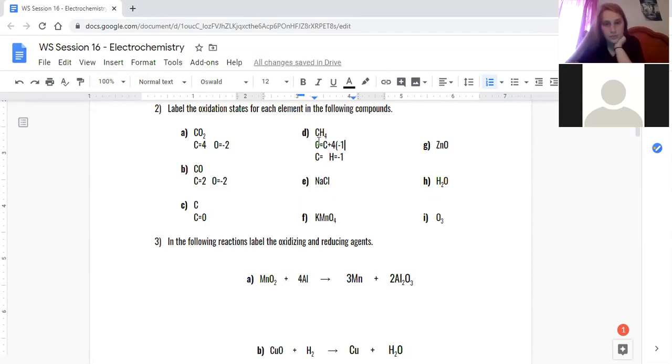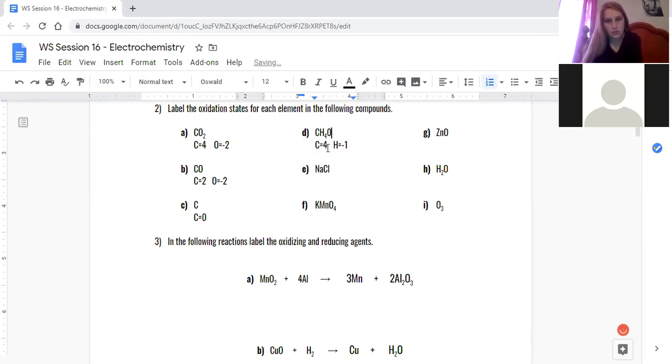And so whenever we solve that, we end up with 4 for carbon because it has to cancel that out. And carbon's one that'll generally be 4. It shouldn't really change for the most part.